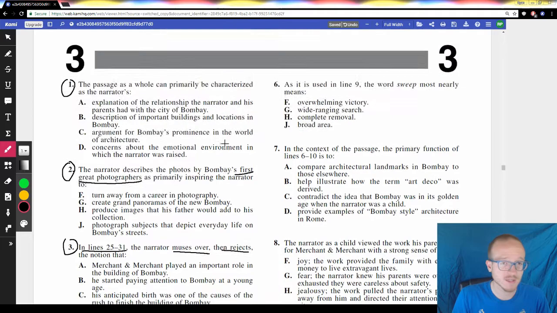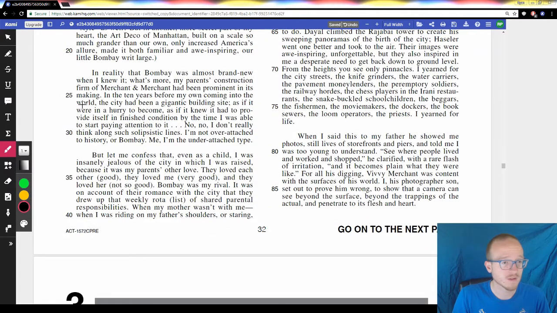So let's take a look at 25 through 31. "In the 10 years before my own coming into the world, the city has been a gigantic building site, as if it knew it had to provide itself in finished condition by the time I was able to start paying attention to it. No, I don't really think along such solipsistic lines. I'm not over-attached to history or Bombay."